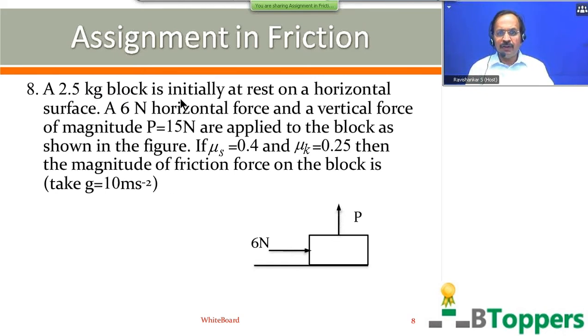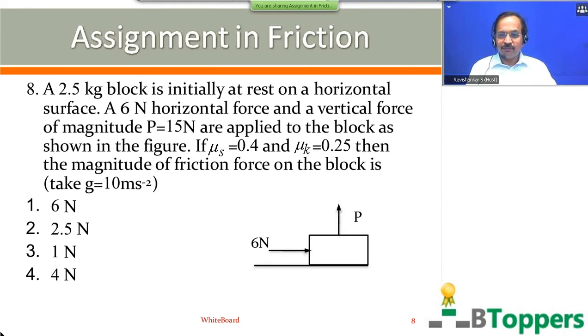A 2.5 kg block is initially at rest on a horizontal surface. A 6 Newton horizontal force and a vertical force of magnitude P equal to 15 Newton are applied to the block as shown in the figure. Mu s equal to 0.4 and mu k equal to 0.25. And the magnitude of friction force on the block is... you take g equal to 10 meter per second square. You are given the 4 options on the screen. Come on, try the question. You can copy the figure. Come on, try the problem.